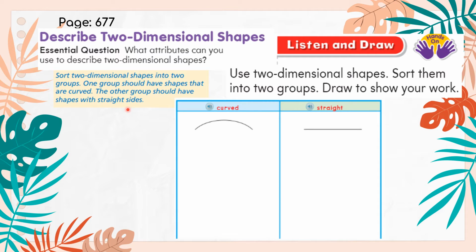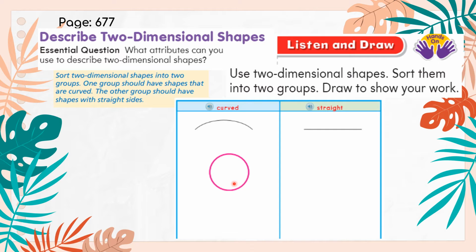Now what they have told us in the question is that we have to sort two-dimensional shapes into two groups. One should have the shapes which are curved and the other group should have shapes with straight lines. So what is a curve? This is a curve. So you're going to draw a shape, at least one shape, which is only curved, and you have to draw shapes, or one shape at least, which has only straight sides. Okay, so can you guess a shape which is only curved? It does not have any straight line in it. I think it's a circle.